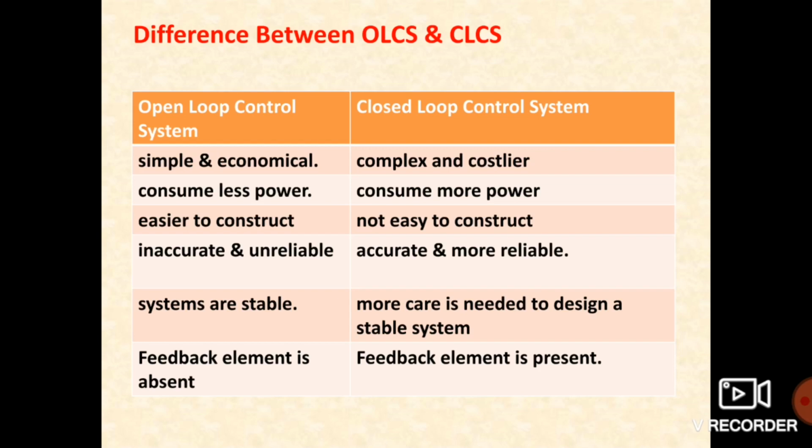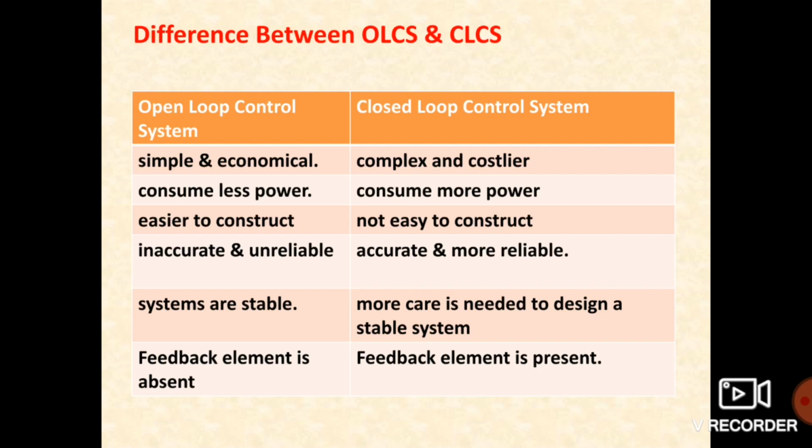Then next, the open loop system is easier to construct because it has fewer sections. Closed loop system is not easy to construct because the system itself is complex with this feedback and all. But the open loop system is inaccurate. Due to the absence of feedback signal, the open loop system is inaccurate, though it is reliable. The closed loop system is accurate and more reliable due to the presence of this feedback signal.